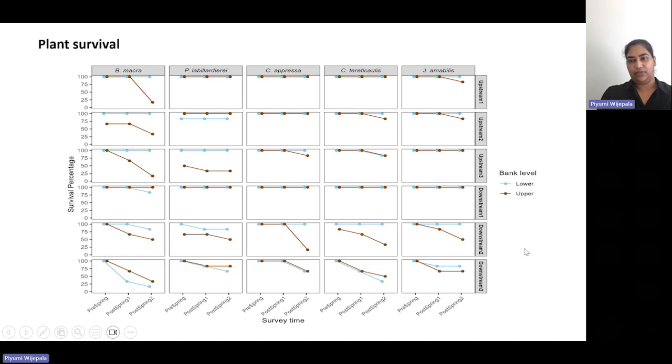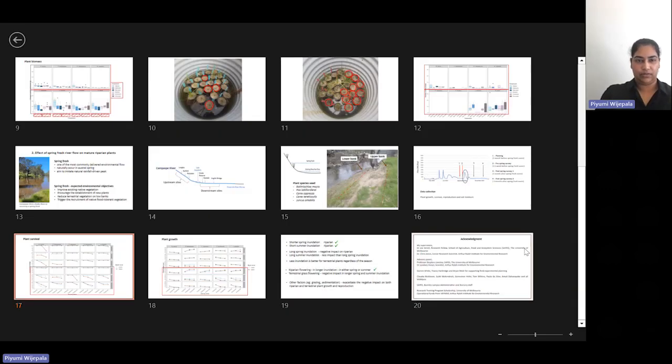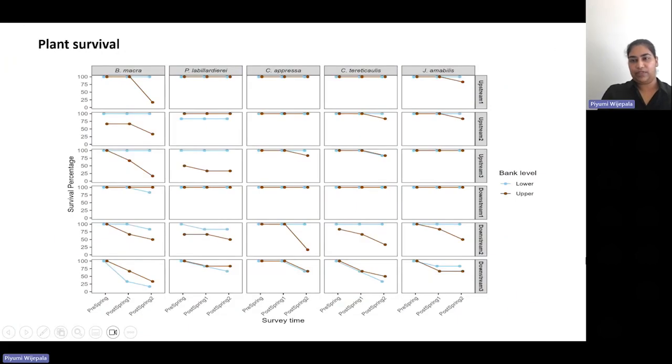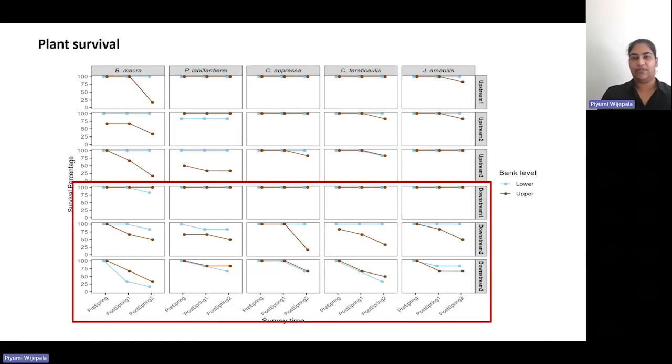Here I would like to focus more on the downstream sites where we received the spring fresh event. You can see in 2 downstream sites, survival rate is really low in most of the plants, except the downstream site 1. This is mainly because these 2 sites have been highly impacted by grazing, and downstream site 1 didn't have any signs of grazing.